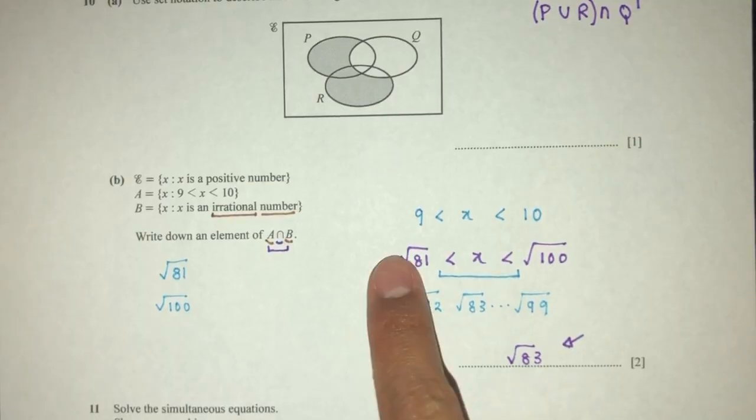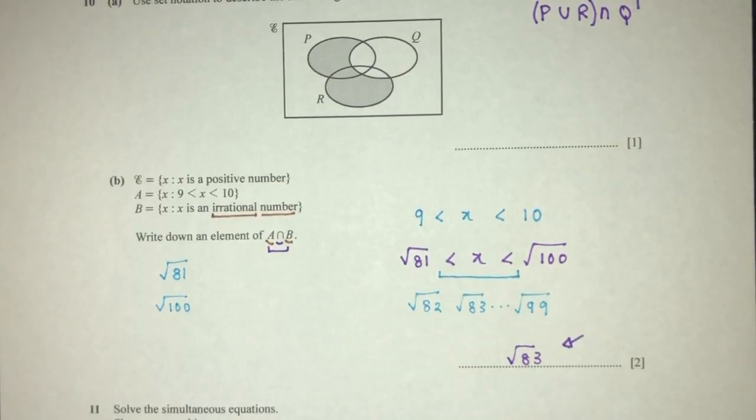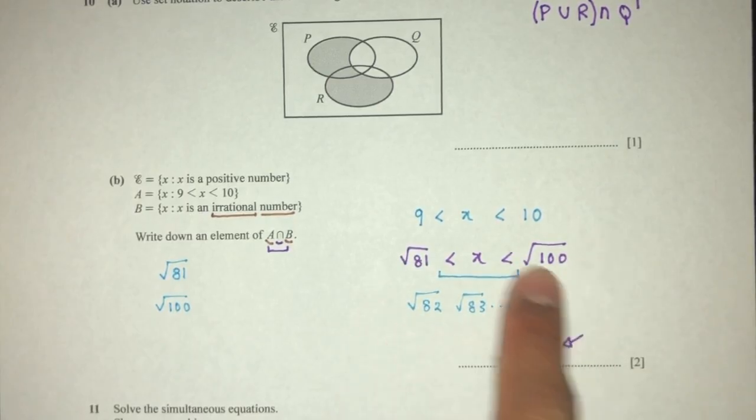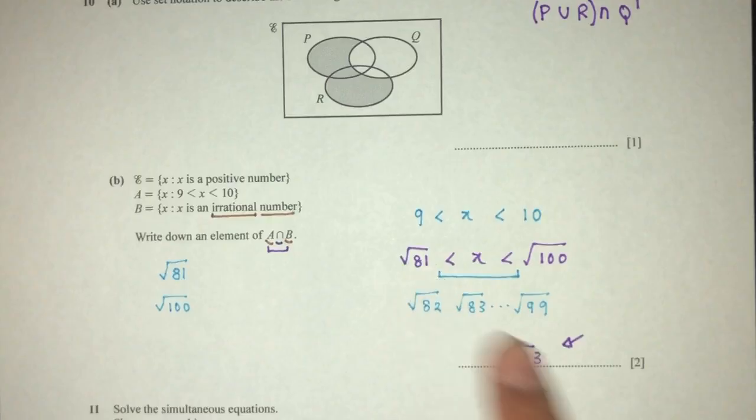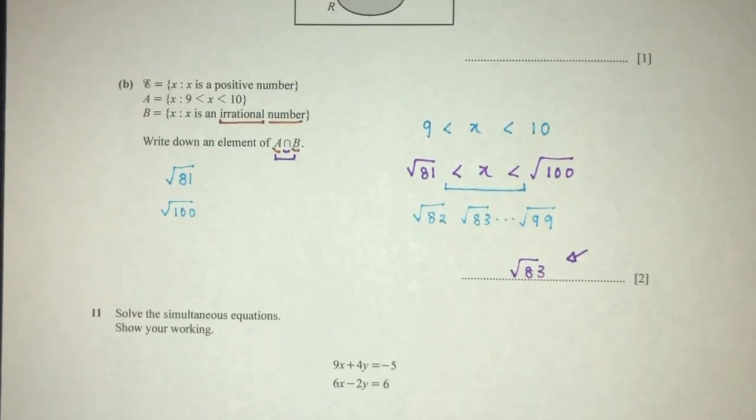The reason I use square roots is that most square roots are irrational. That's why I chose to convert to that. Then by observation, you can see these are the values in between those two values. Choose anything in between them. That will be your answer for part B.